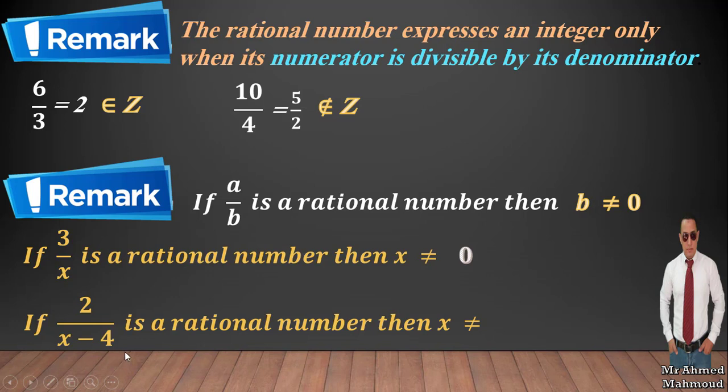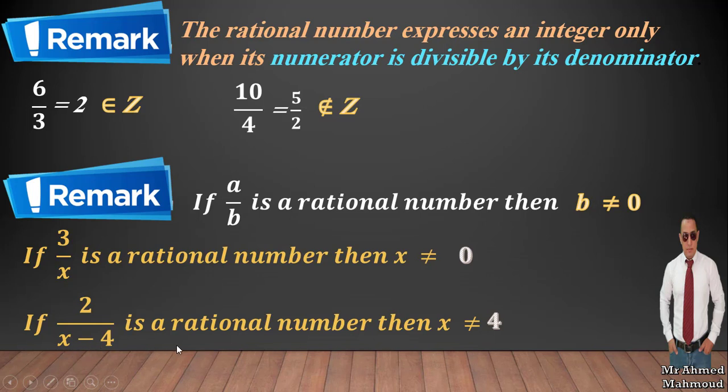Another example, 2/(x minus 4). What is the number that I write in place of x to give me 0 in the denominator? Number minus 4 equals 0, so yes, it is 4, because 4 minus 4 equals 0. So this number is a rational number when x is not equal to 4. Again, this is not a rational number at x equal to 4 because 4 minus 4 equals 0.